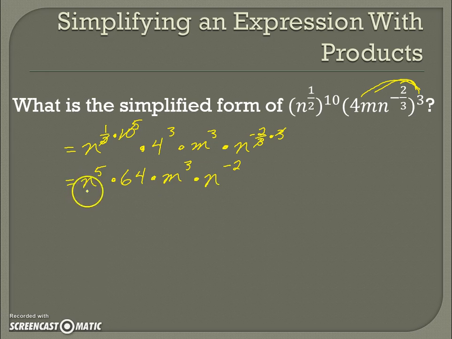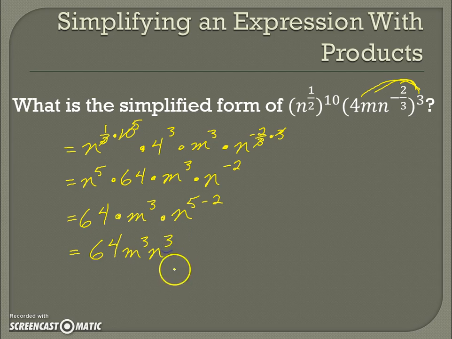Now from here I have these things that I could go ahead and put together. So I'm going to move this one over here. So I have 64 times m cubed times n to the 5 minus 2. I'm combining these exponents, same bases, so I can combine those exponents, which equals 64 m cubed n cubed.